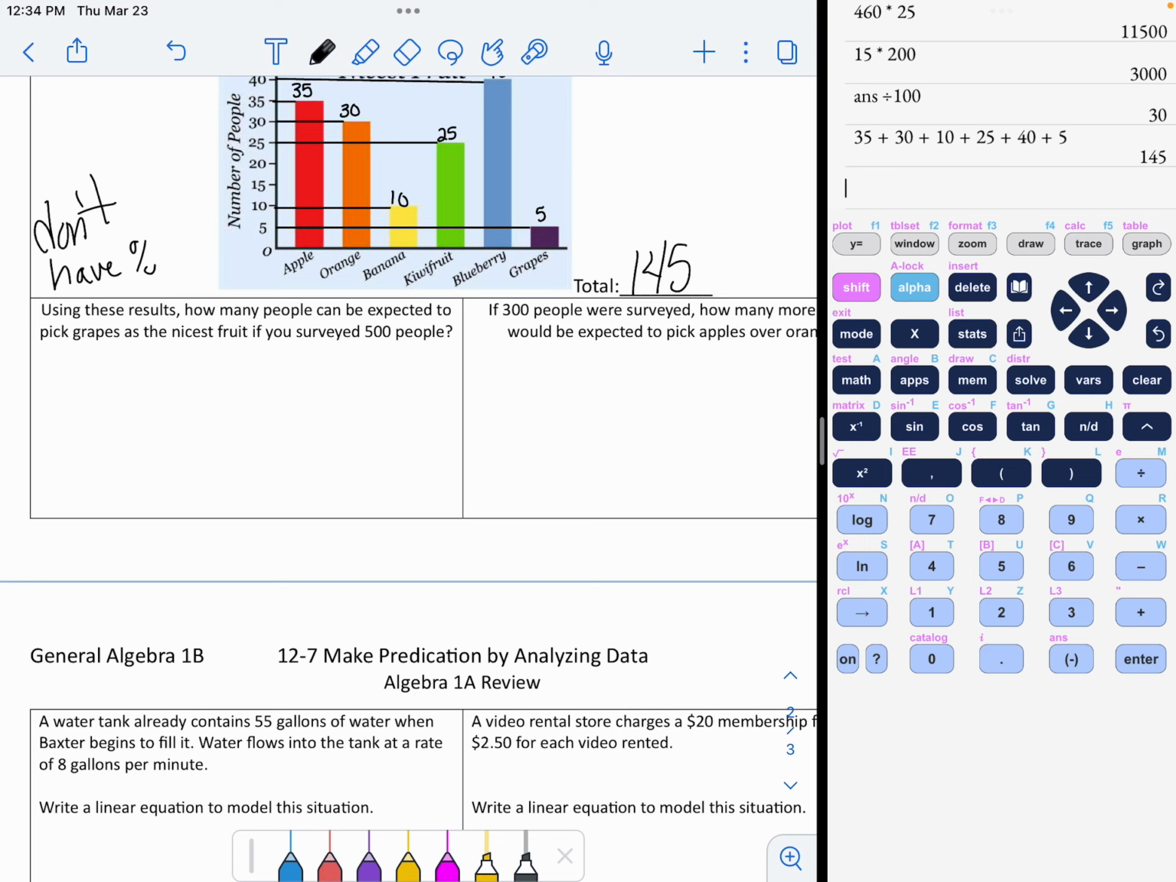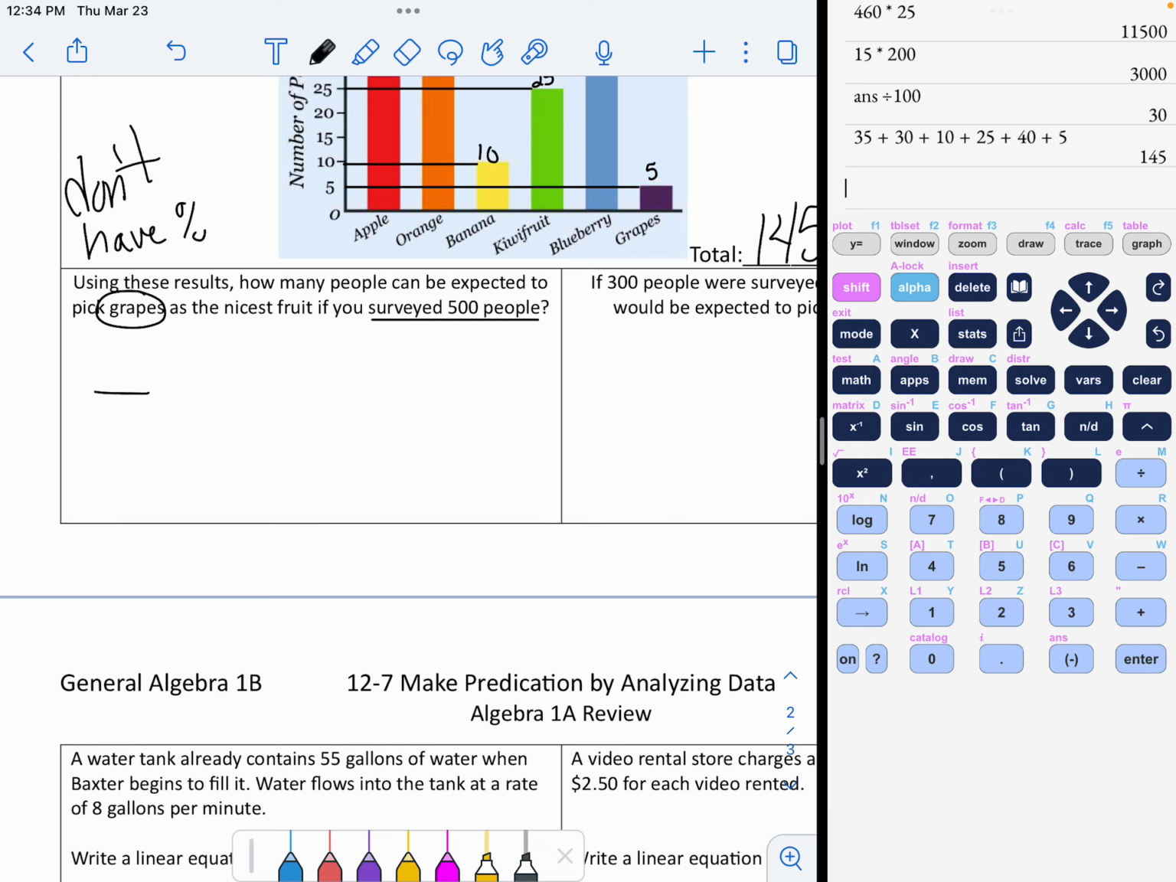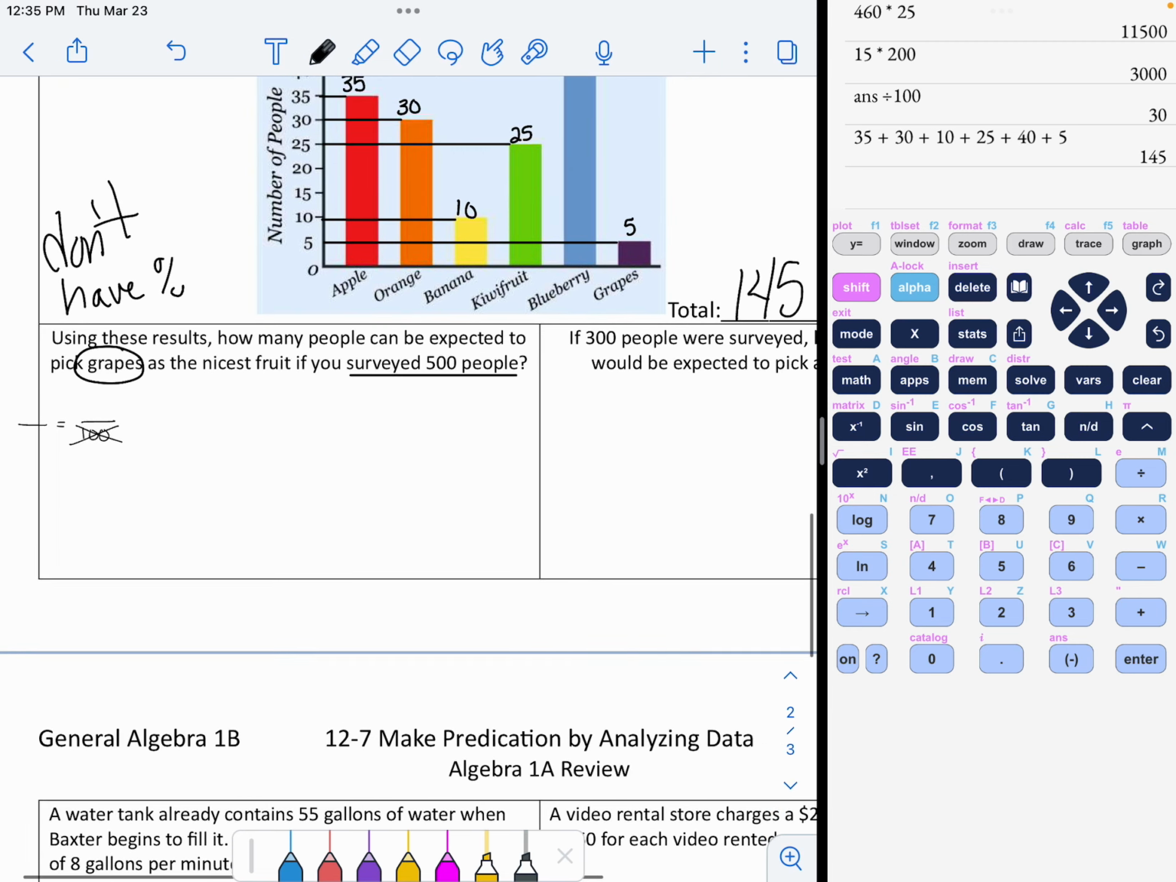How many people can be expected to pick grapes if you surveyed 500 people? So here's our prediction. We're not going to be doing over 100 anymore, because we're not given a percentage. Instead, what we do is we find how many people did pick grapes. So how many people did pick grapes? Well, 5. Out of how many? 145. That's what we'll use instead.